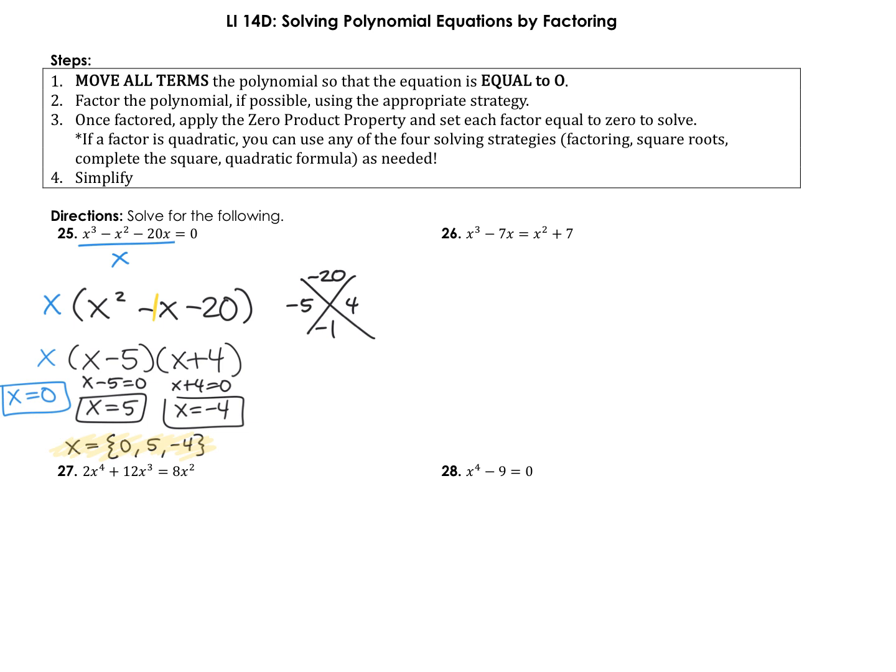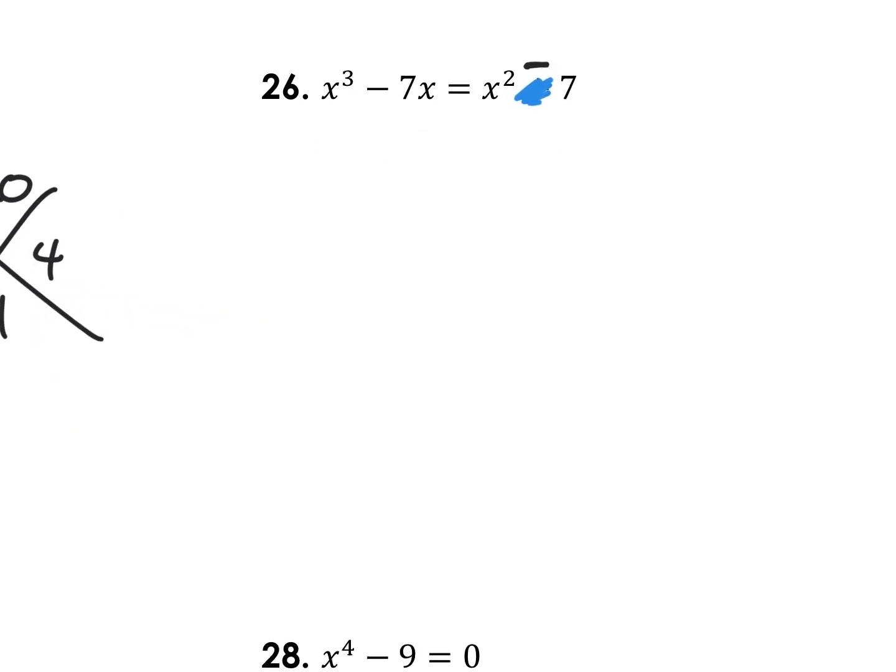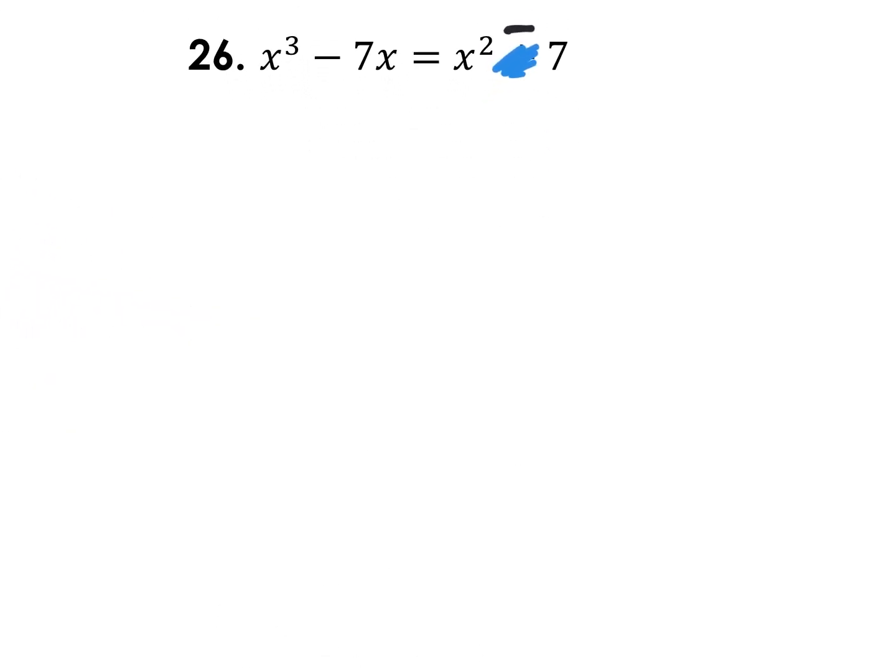Okay, the next one's got a little typo. Can you change that plus 7 to be a minus 7? Otherwise, it's not going to factor, and that will be problematic. I'm going to zoom in. Okay, so change it to, say, minus 7. And then let's ask ourselves, is it equal to 0? Nope. Okay, you better fix it.